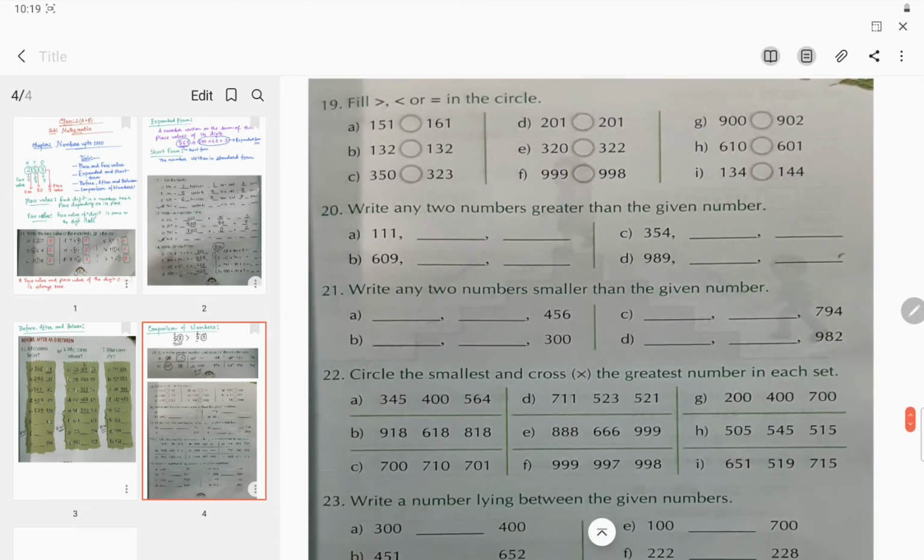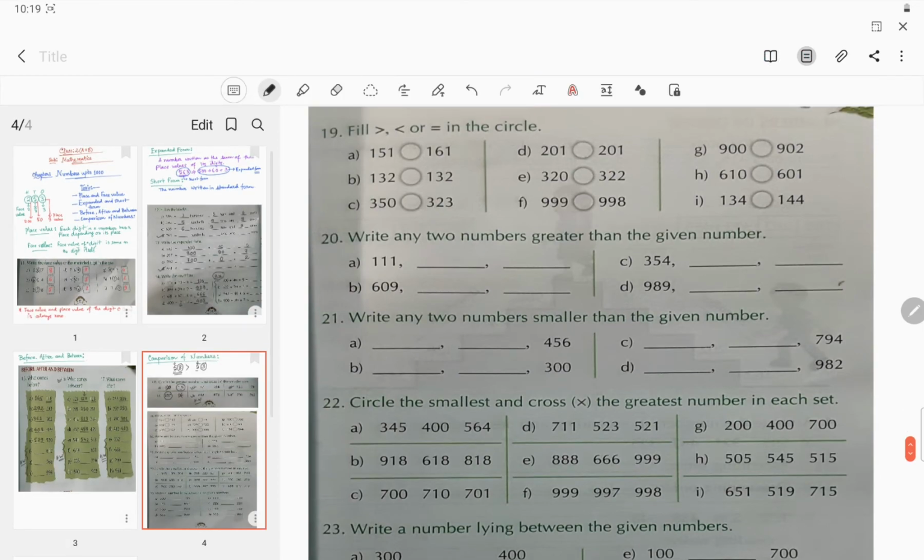Now in question number 19, you have to fill up greater than, less than, or equal to. The same logic I will apply. 151 and it is given 161. Since 6 is greater than 5, so it would be less than. 151 is less than 161. 132, both the numbers are equal, so the equal sign will come.